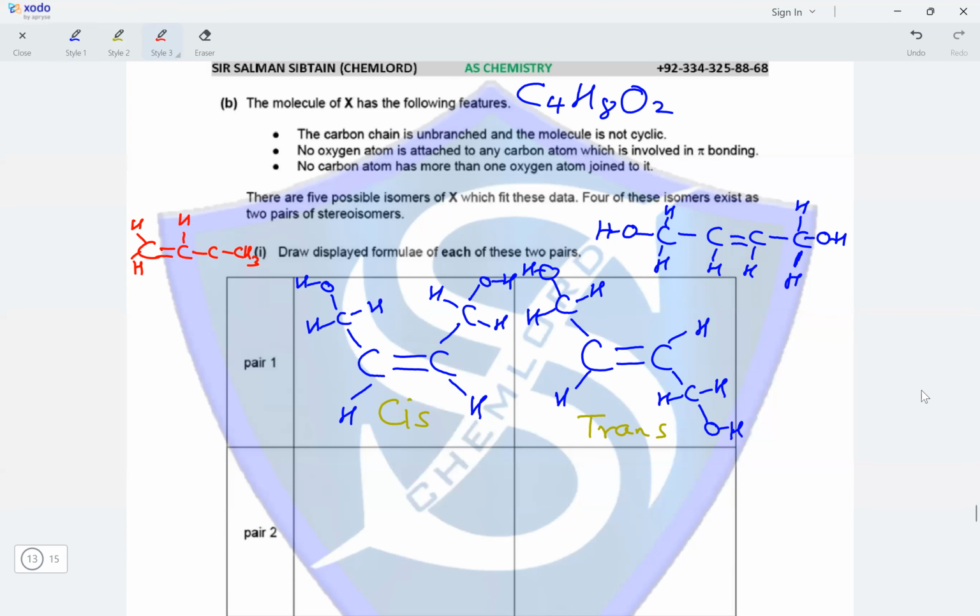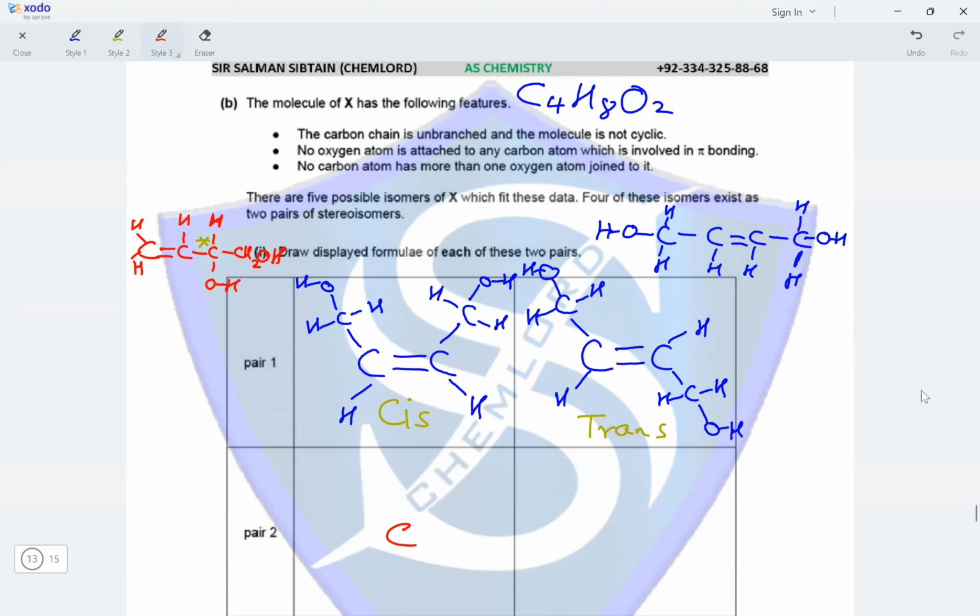So no, it cannot be a CH3. So it has to be a CH3 CH2OH because no carbon atom can be bonded to two oxygen atoms. So what remains is a hydrogen on one side of the carbon atom that remains and an OH group on the other, converting this carbon atom into a chiral carbon atom. So now we would have a pair of optical isomers.